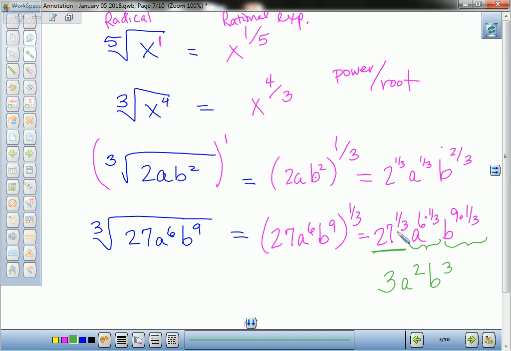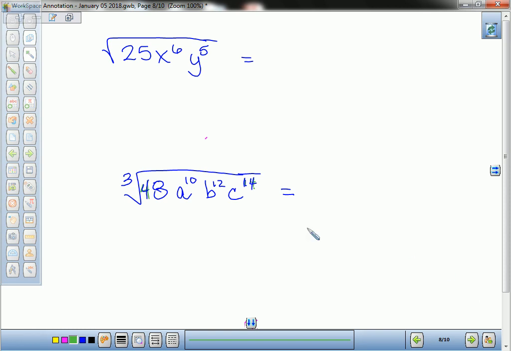Okay, now on this one, everything simplified. Sometimes parts simplify and other parts don't. So here we have the square root of 25x to the 6, y to the 5th. The square root is the same as the 1/2 power. So this becomes 25x to the 6th, y to the 5th, which if we think of this as a product raised to a power, this is 25 to the 1/2 power. Half of 6 is 3. Half of 5, well, that doesn't divide so evenly.